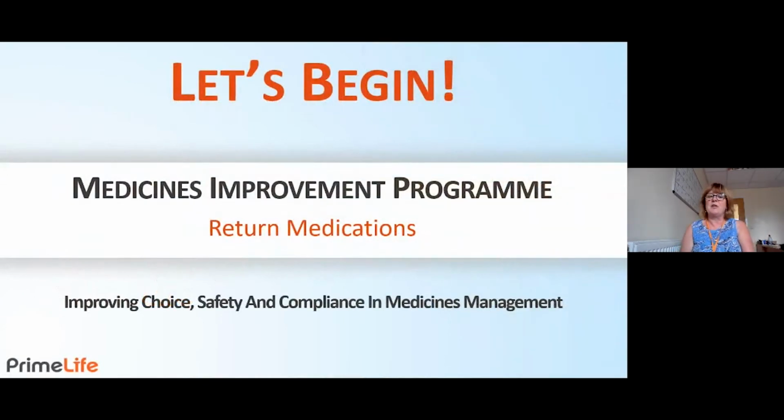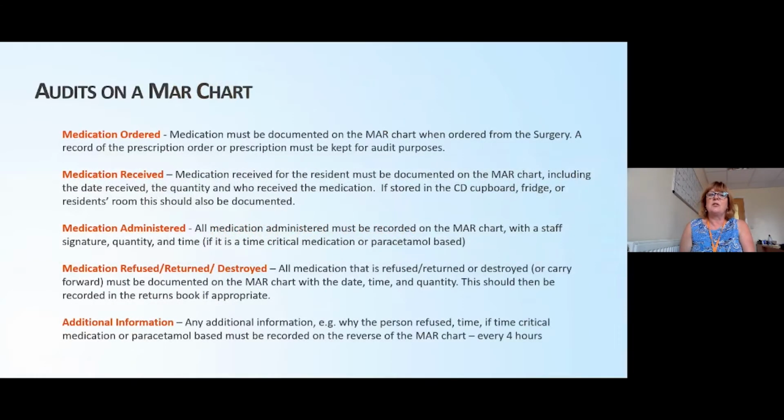So today we're going to be looking at returns medication on paper MAR chart, and this session has been requested by our care homes. So first of all, we need to look at the audits on a MAR chart, and there are 5 audits on the chart. Medication ordered. So medication must be documented on the MAR chart when it's been ordered from the surgery. A record of the prescription order or prescription must be kept for audit purposes.